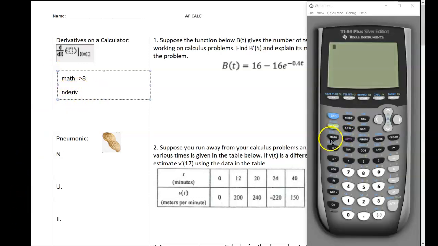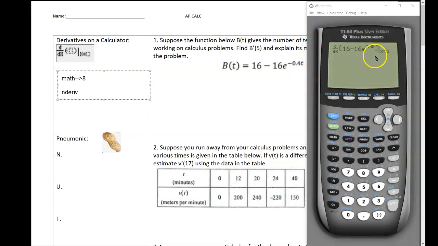So I'm going to hit the math button, which is here, and you're going to be using a lot of this menu this year, by the way. Scroll all the way down to nDeriv, that's number 8, so you can also hit the 8 key. And I get this little screen here, like I showed you in your notes. And you're always going to type in x for the variable, and then I'm going to type in my function in terms of x. So I'm going to type it in exactly as I see it. So there's my function. And notice I use x instead of t as my variable, you'll always use x.